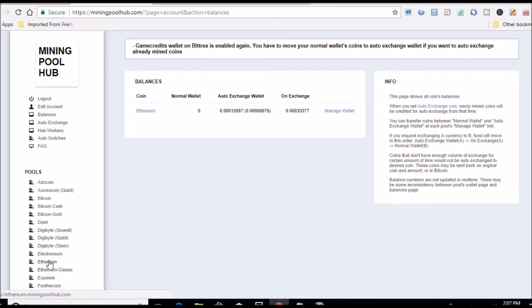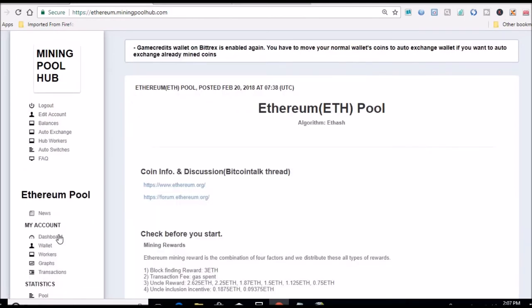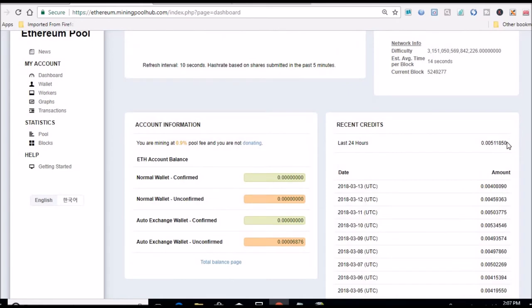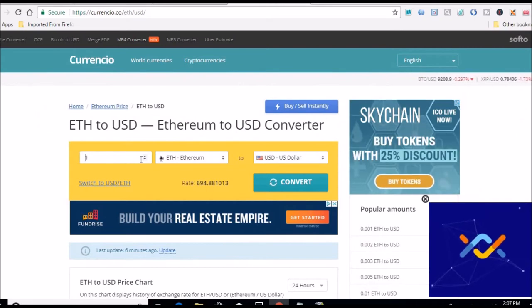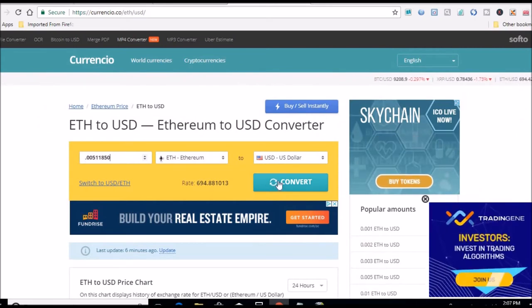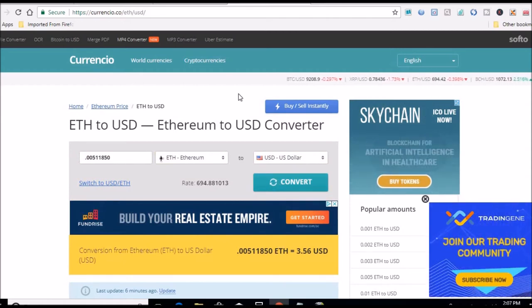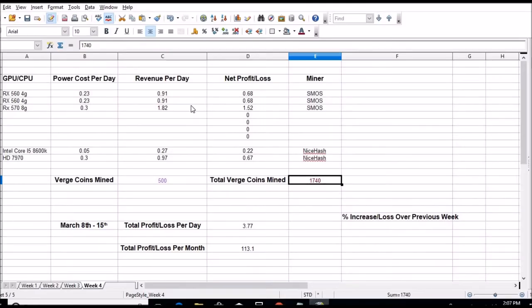Let's go over and see what my rolling 24-hour average is. Click on dashboard and scroll down. Here's my average past 24 hours. Let's go over to Coinwarz and see what that number is. $3.56. I'm guessing Ethereum is down still.